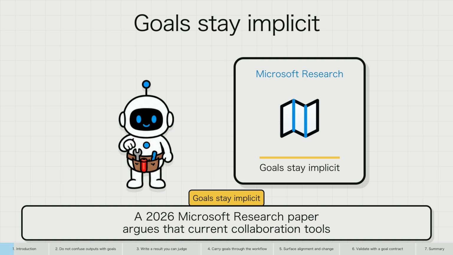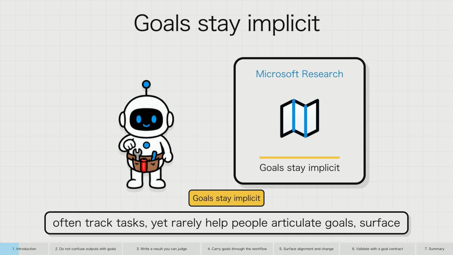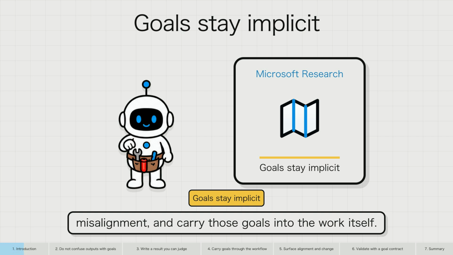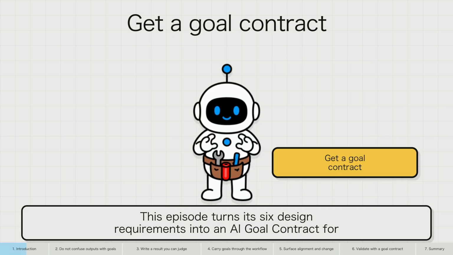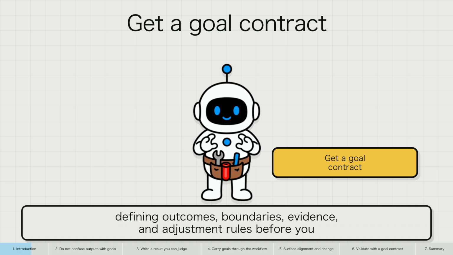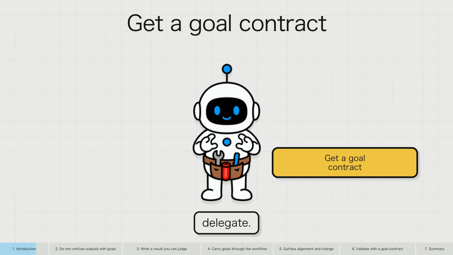A 2026 Microsoft research paper argues that current collaboration tools often track tasks, yet rarely help people articulate goals, surface misalignment, and carry those goals into the work itself. This episode turns its 6 design requirements into an AI goal contract for defining outcomes, boundaries, evidence, and adjustment rules before you delegate. You will also see how to carry it through planning, execution, and review.